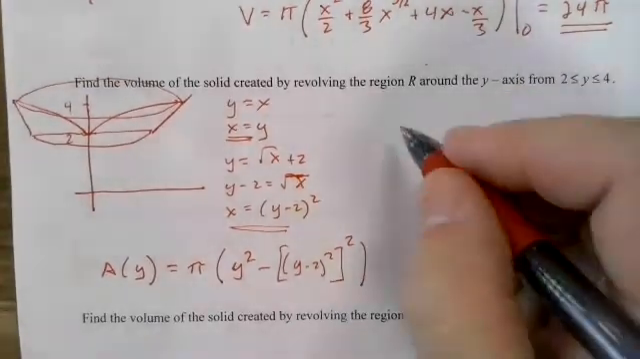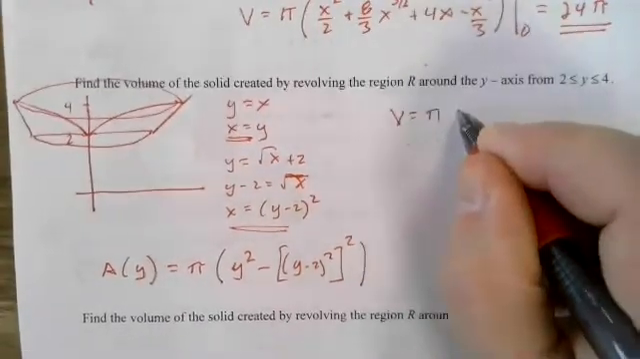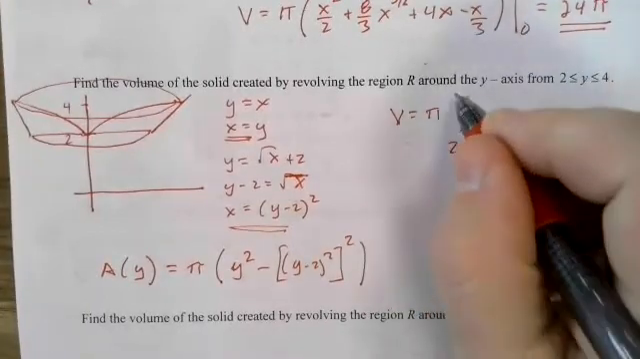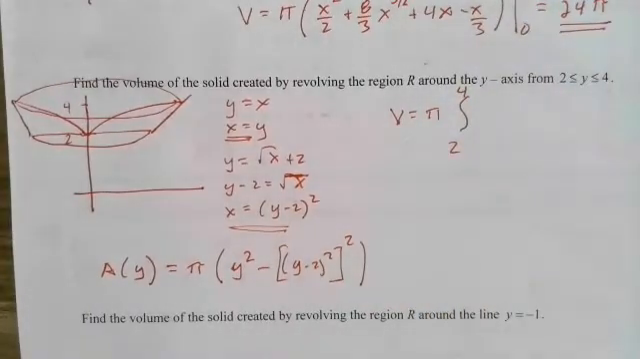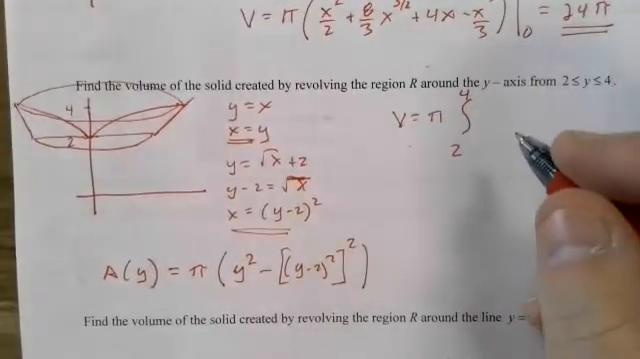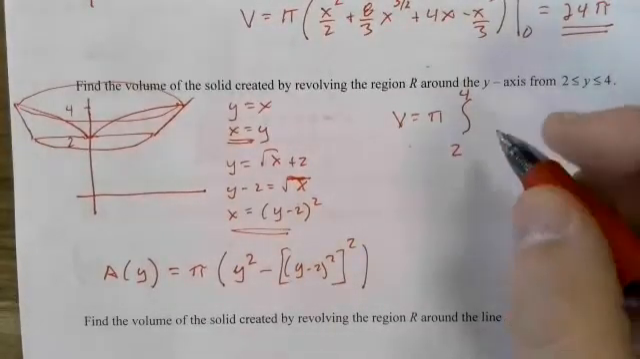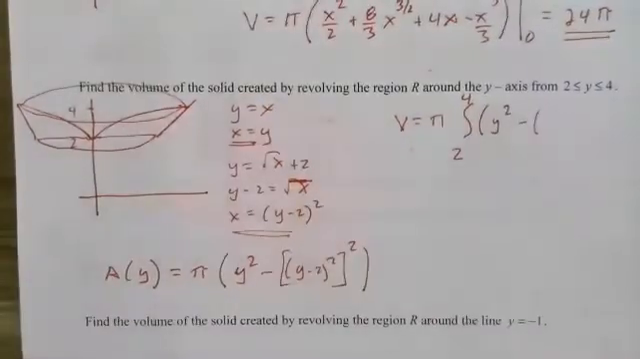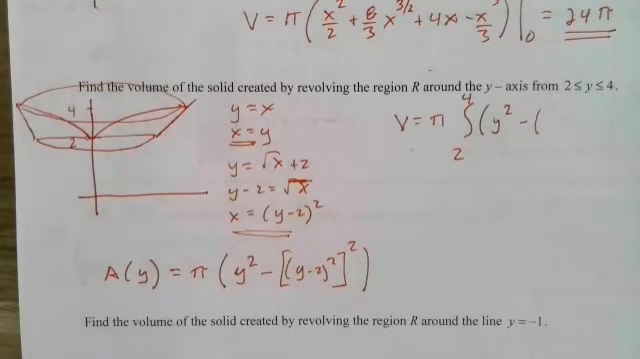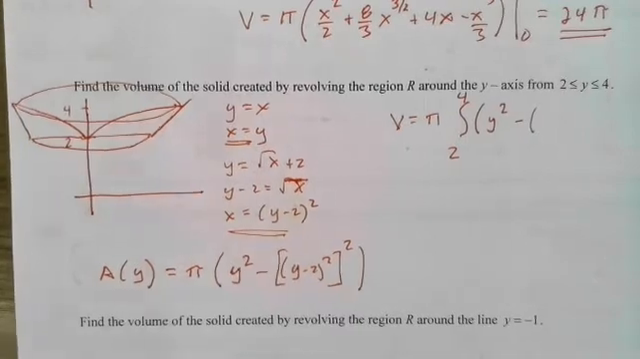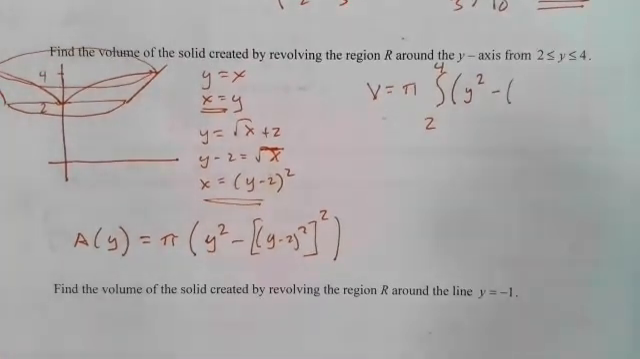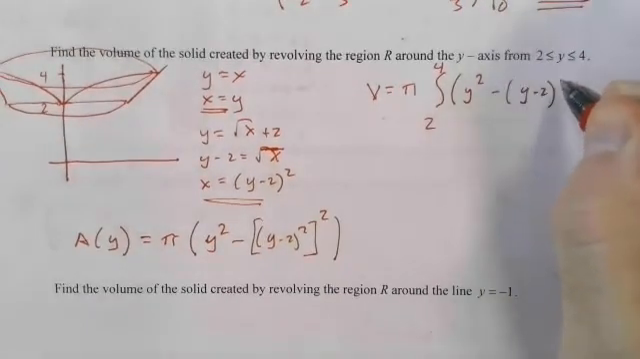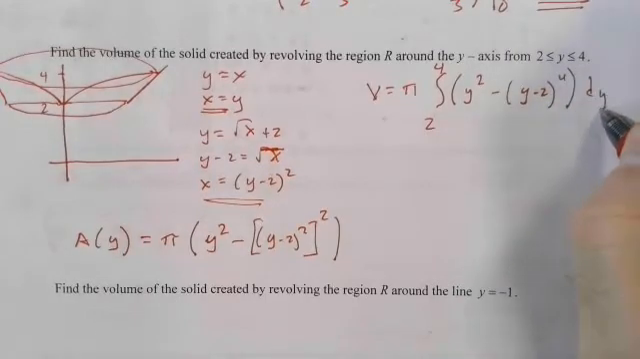Alrighty, and then volume is pi integral. Careful here, we're in the y world now. 2 to 4. If you're groaning because you know you have some nasty math in your near future, me too. Y squared minus y minus 2 to the 4th dy. Just crashed again. I hope the recording is still going. It says it is.